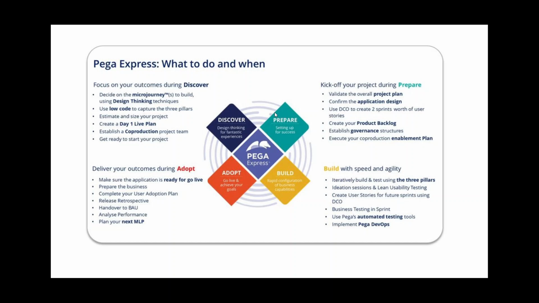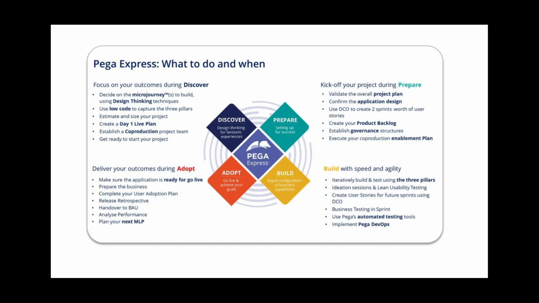Next one is build. It is called the build phase because you need to build with speed and agility. It means you need to build fast, and your requirements may also change. You need to take feedback every day or every sprint from the actual client and the end users and try to incorporate that feedback. That is why it is called iteratively build and test.